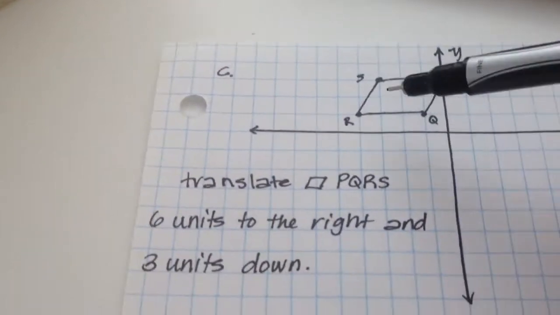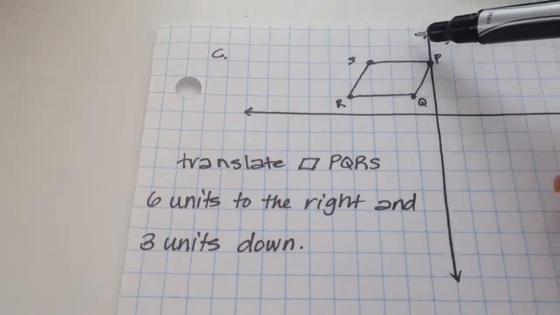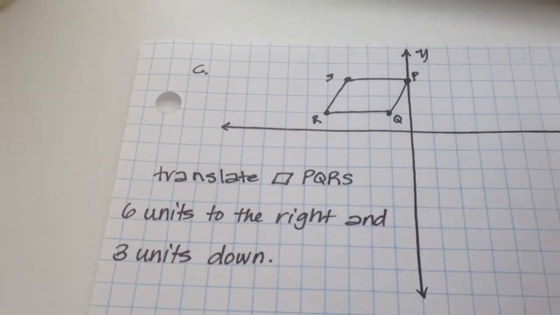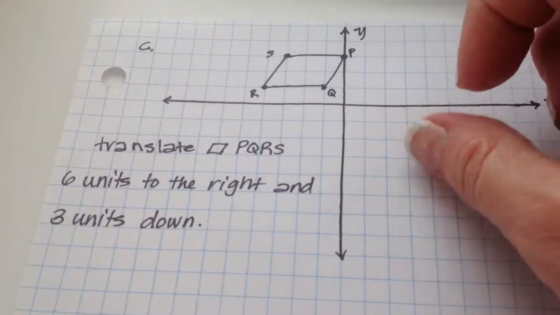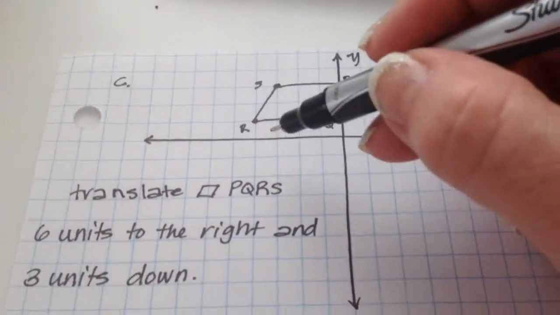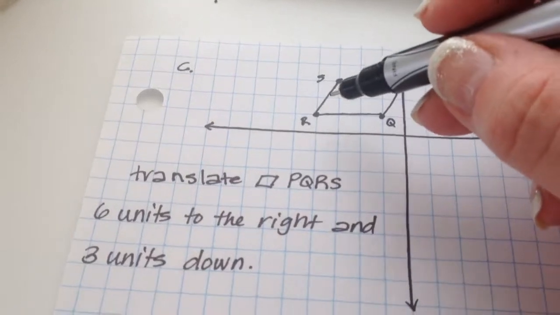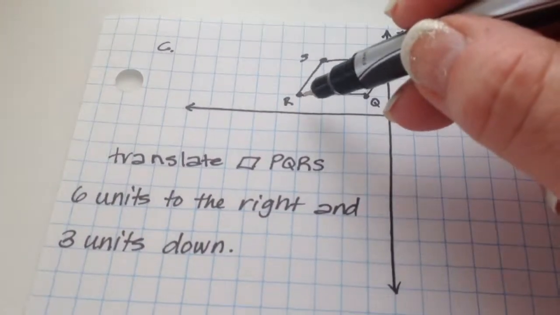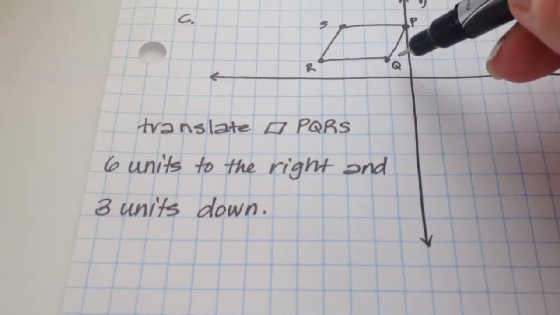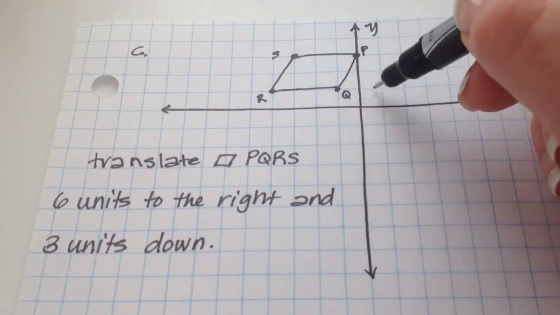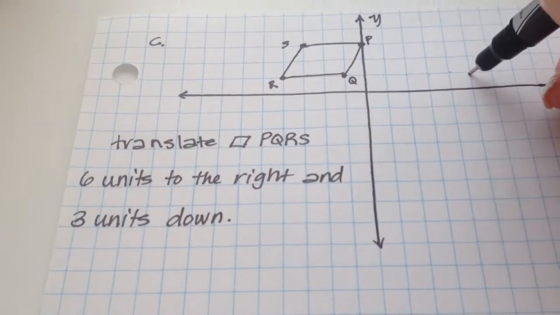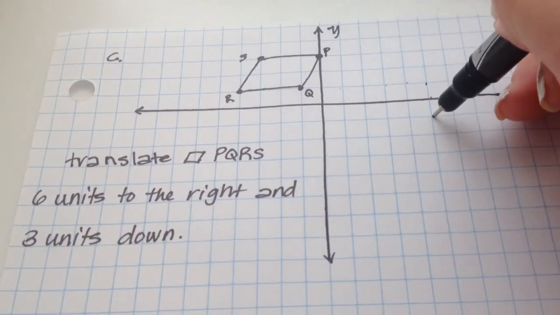Okay, so here we have a parallelogram, and it wants us to translate the parallelogram PQRS 6 units to the right over here and 3 units down. So I'm going to start with the farthest one away, just because that's how I do it. You can, well, here you can start with anyone. Okay, let's start with Q. So we're going to go 6 to the right, 1, 2, 3, 4, 5, 6, and 3 units down, 1, 2, 3.